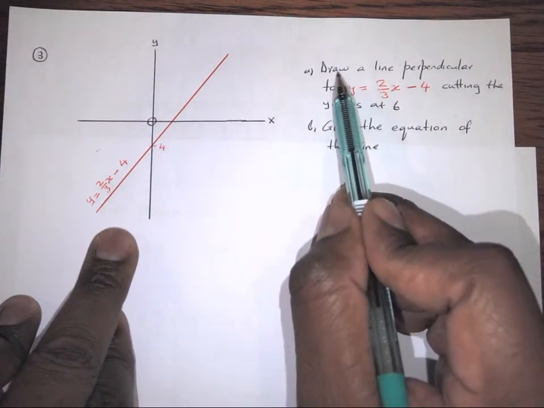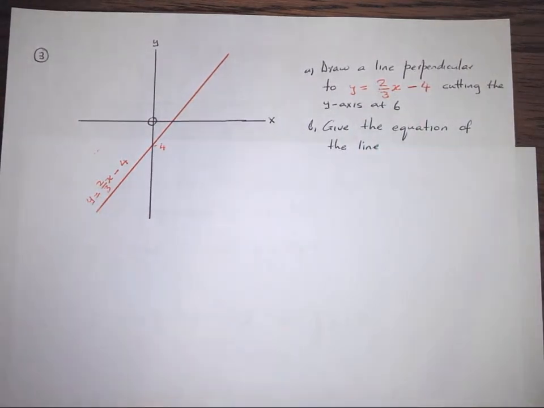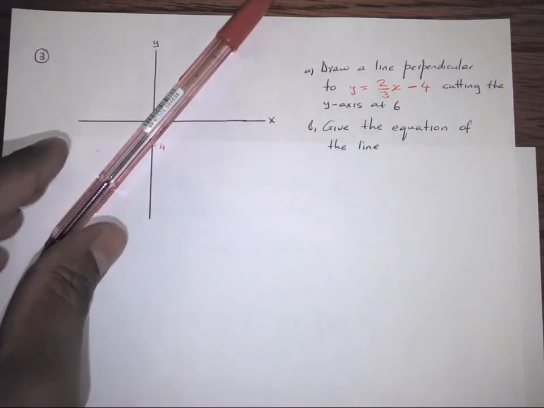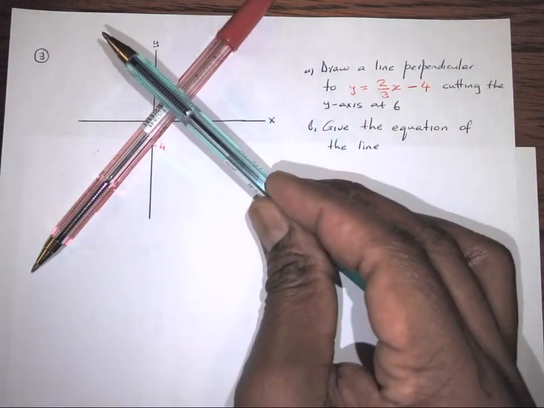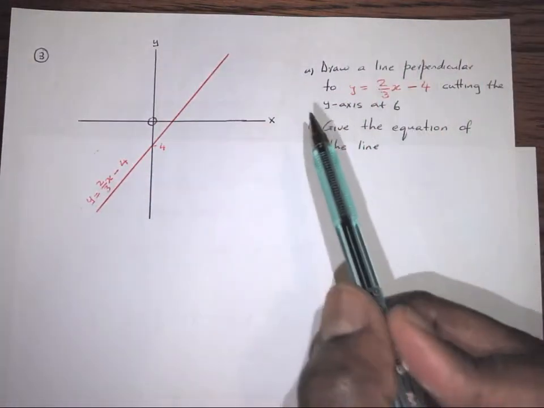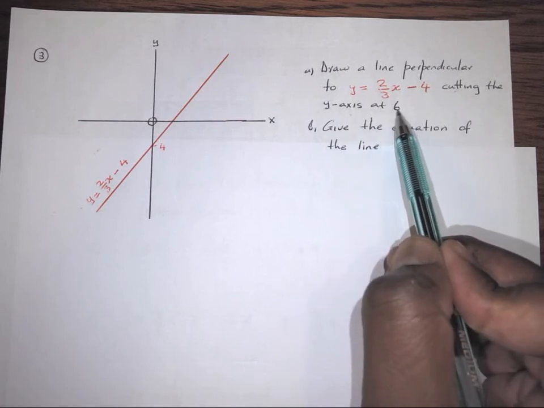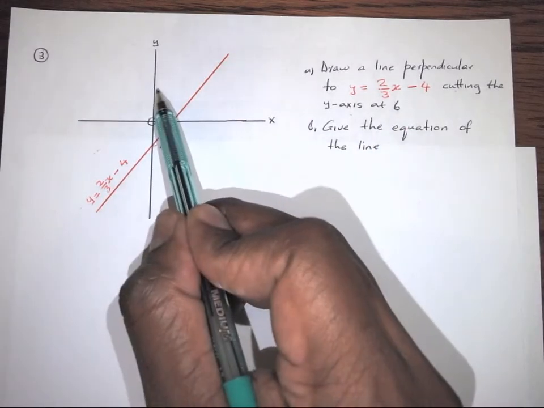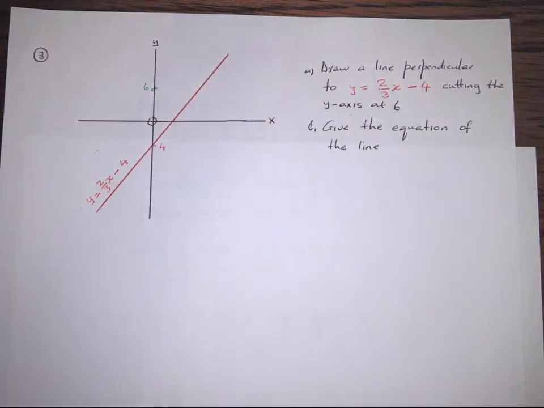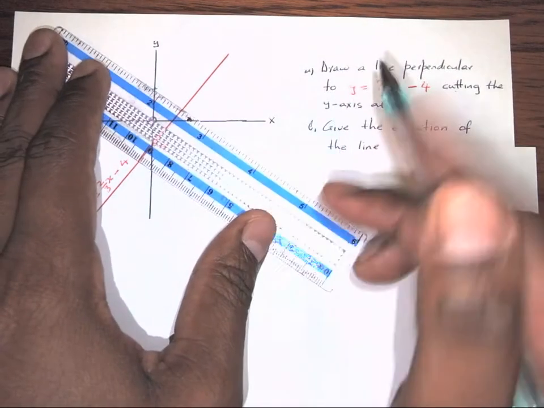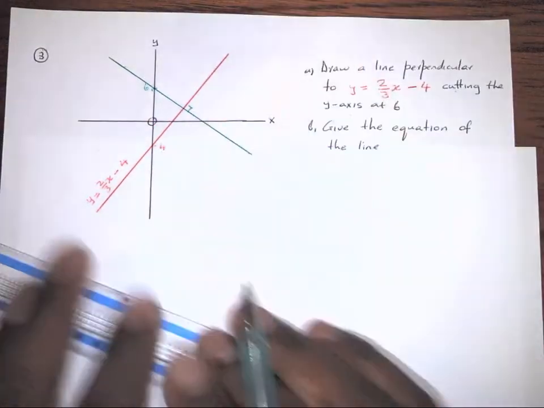They say you must draw a line which is perpendicular to this line. The red line now is going this way. The line that would be perpendicular must go that way, somewhere like that. It can't go like that. It must meet at 90 degrees. But they say the line that we must draw must cut the y-axis at 6. The y-axis at 6 is somewhere there. So we want to draw a line coming at 6, somewhere there. It must cut there. So the line must go something like that. There we go. So they make 90 degrees.